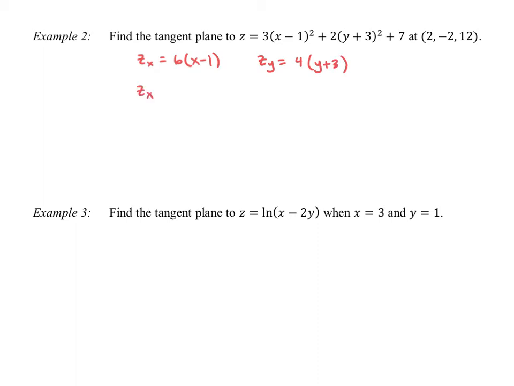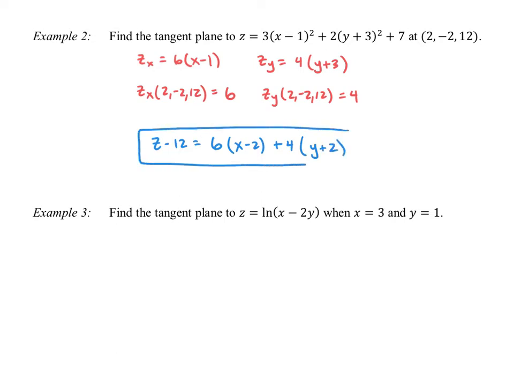And we'll calculate both of them at our point, 2, negative 2, and 12. So we get 6 for that one, and we get 4 for this one. And then all there is left to do here is to substitute our values in. So remember the z value of the point is 12, so we have z minus 12 equal to the partial with respect to x, which is 6 times x minus 2, and the partial with respect to y, which is 4 times y minus negative 2, so y plus 2, and that's it. You can rearrange that if you need to, or simplify, distribute, that kind of thing. That's okay. All right, let's try example 3.